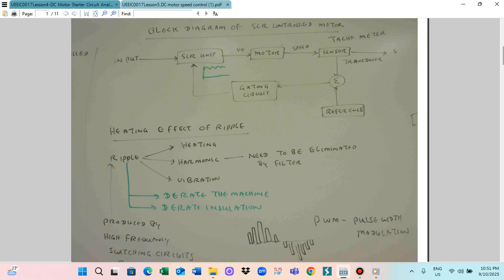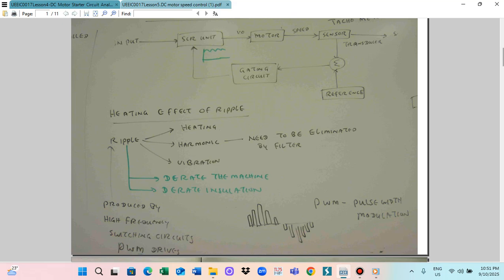Also, this ripple produces harmonics. Harmonics are frequencies higher than the fundamental. So those harmonics need to be eliminated by a filter. And this harmonic also produces vibration. Because of this kind of vibration, we also need to use an appropriate vibration absorber. So those are important for the DC machine system.